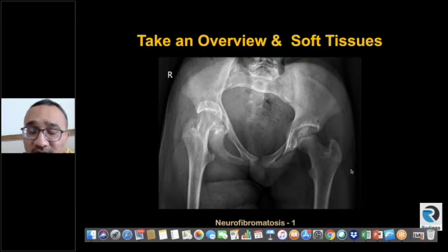Always look at the soft tissues and any soft tissue calcification, any soft tissue discrepancy, and then that can point you to the correct diagnosis.